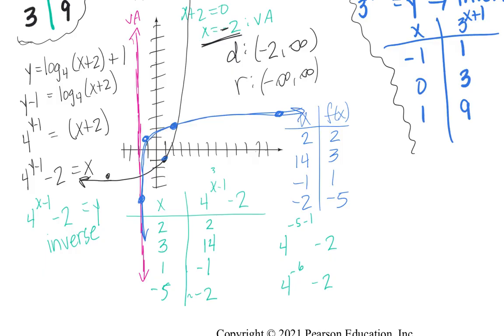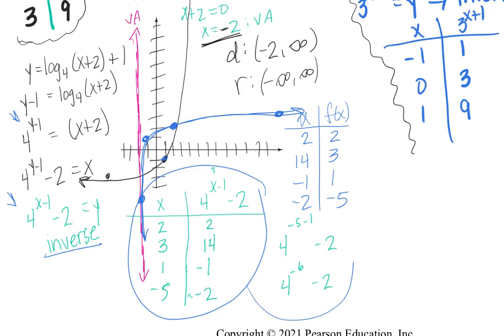But I find it easier to rewrite it in exponential form, switch the x and the y, and get the inverse. And then create my table for the inverse, then flip all my points to get my original equation.